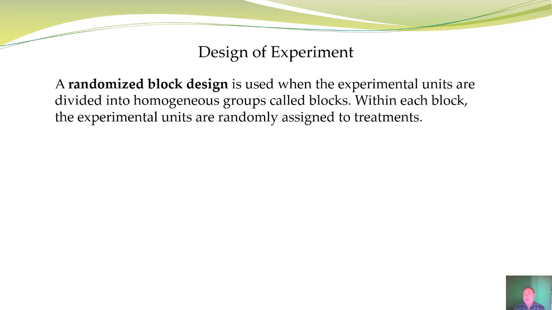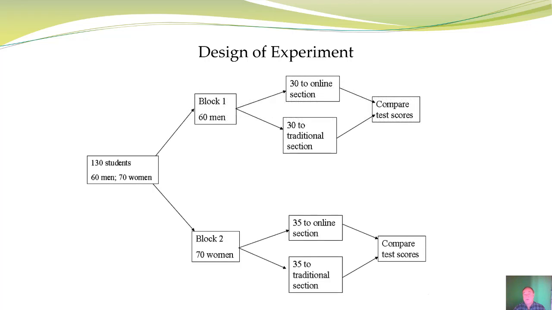A randomized block design is used when the experimental units are divided into homogeneous groups called blocks. Within each block, the experimental units are randomly assigned to treatments. So we could take 130 students, 60 men, 70 women. Block 1 would be the men, block 2 would be the women. And then we would take 30 of them to an online section, 30 to a traditional section. Compare their scores for the men. Do the same thing for the women. Split them into 2 groups, 35 online, 35 traditional. Compare their test scores. And then in the end, we can compare the males to females.